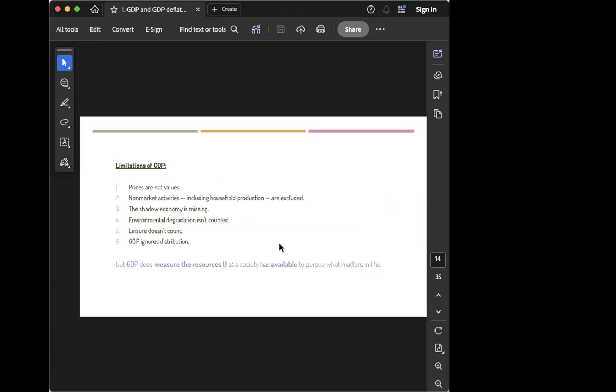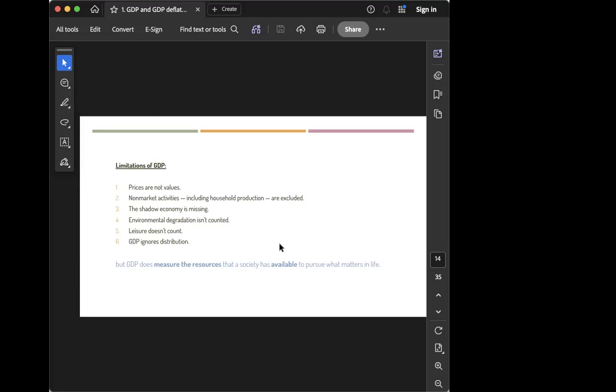But of course, there exist limitations of GDP. GDP is very useful, but it is not perfect. There are some reasons why. First of all, prices are not the same as values, which means that something may have a higher market price, but that does not always improve the well-being of society.